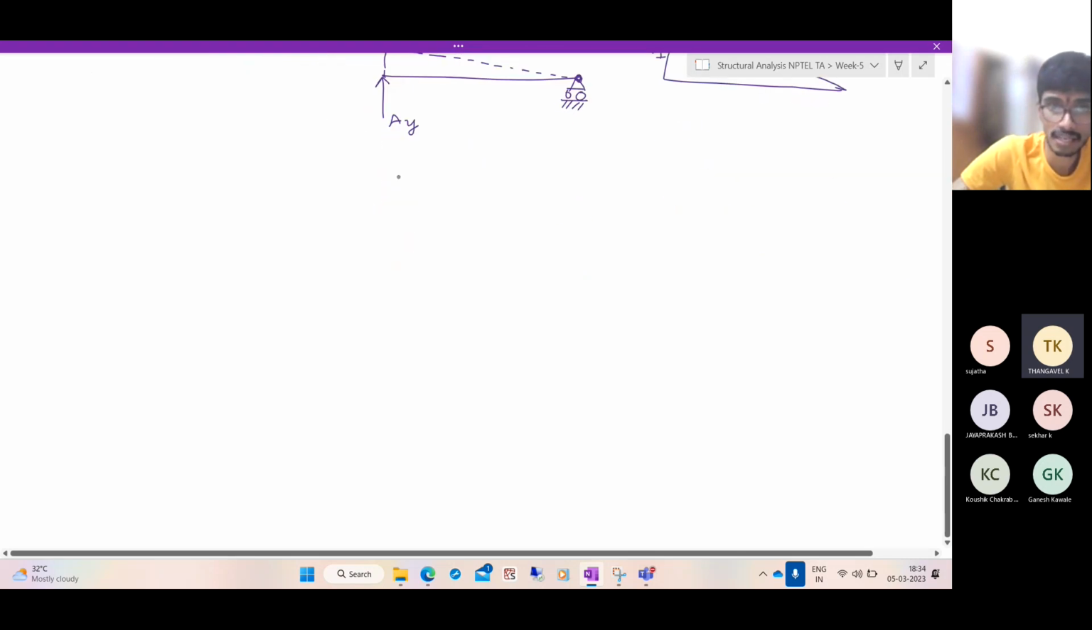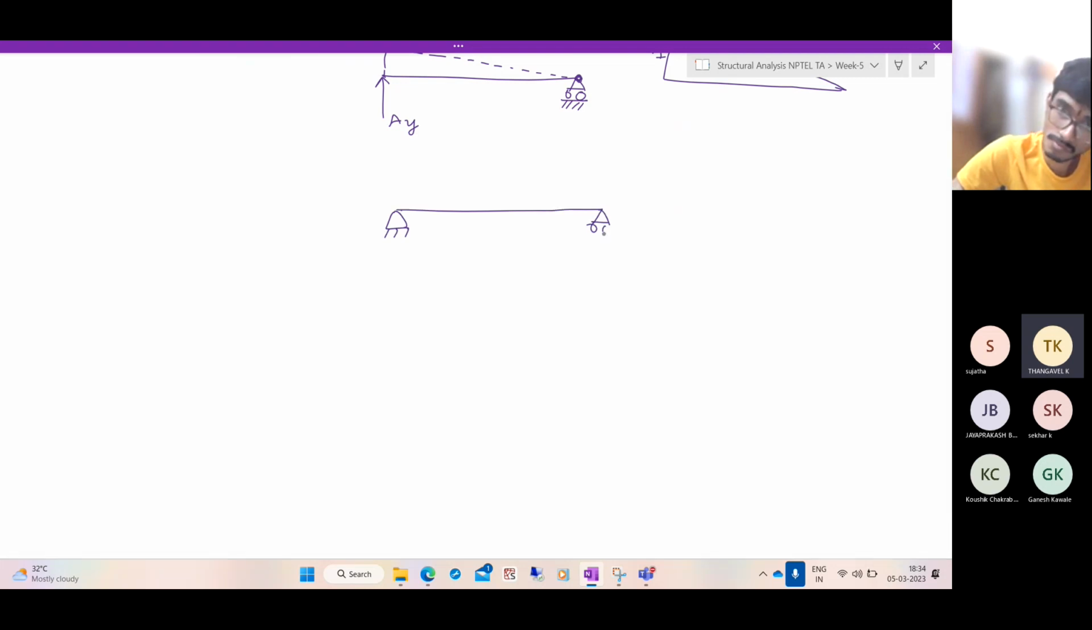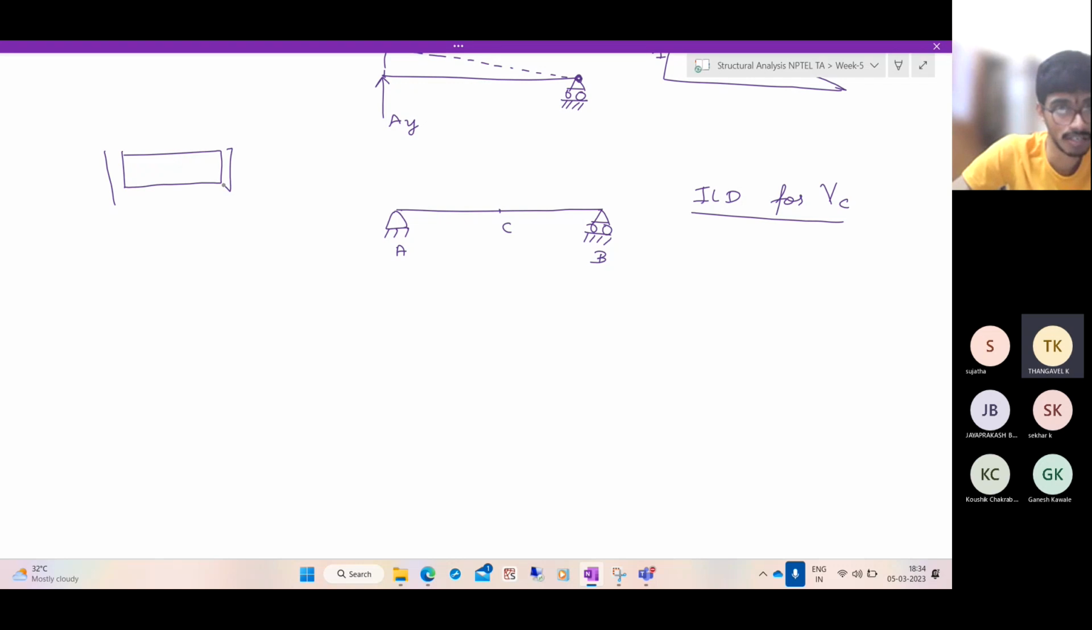Now, if you have to draw the influence line diagram for, say, a shear force. Suppose we take the midpoint, call this A, B, C. Suppose we want the influence line diagram for the shear force at the point C. How to do it? Now, what is our convention for shear force? If we have a beam section like this, right side downwards, left side upwards. This is the convention for shear force. So this is positive shear force and bending moment.